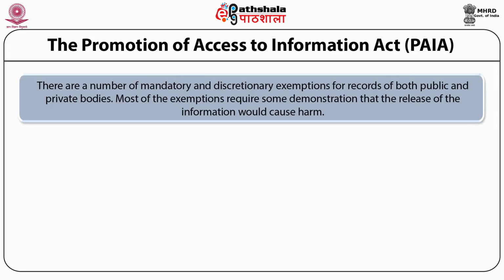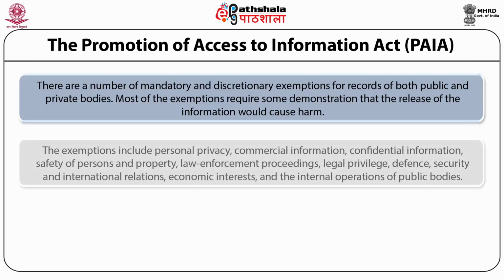Most of the exemptions require some demonstration that the release of the information would cause harm, much like in the UK, actual prejudice, right? What are these exemptions? Personal privacy, commercial information. What is commercial information? Trade secrets, right? You cannot apply to Coca-Cola in South Africa and say, tell us your formula, or apply to Kentucky Fried Chicken, KFC in South Africa and tell them, tell us how you make your fried chicken, because that's commercial information. That's a trade secret, right?